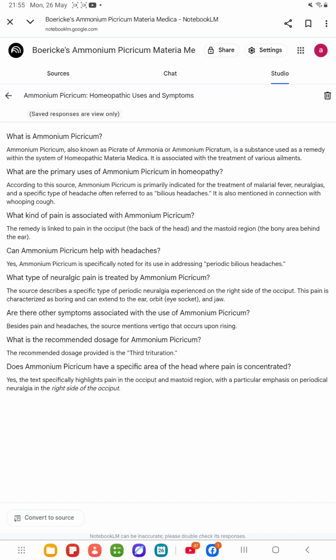Malarial fever is mentioned. Also general neuralgias, nerve pain. And bilious headaches, plus even whooping cough. That's quite a mix. Malarial fever, nerve pain, headaches, cough. It is. It shows the range of things they might have considered it for, based on the symptoms they observed. But these materia medicas don't just stop at a general list, do they?